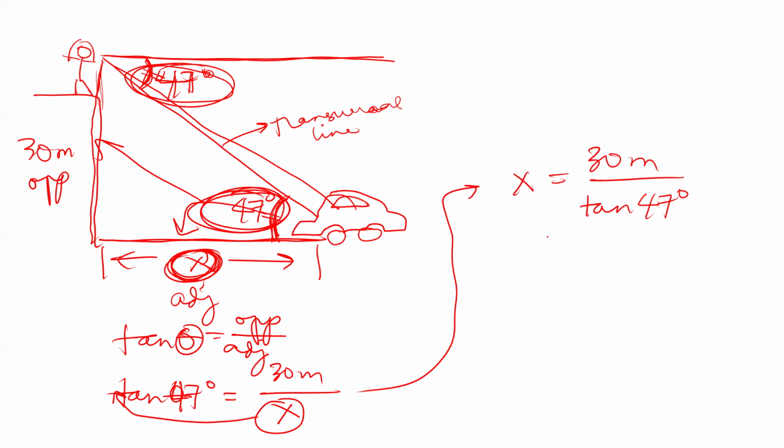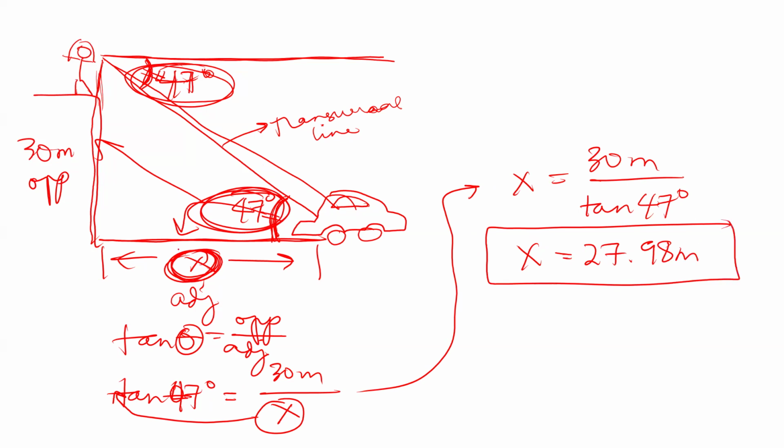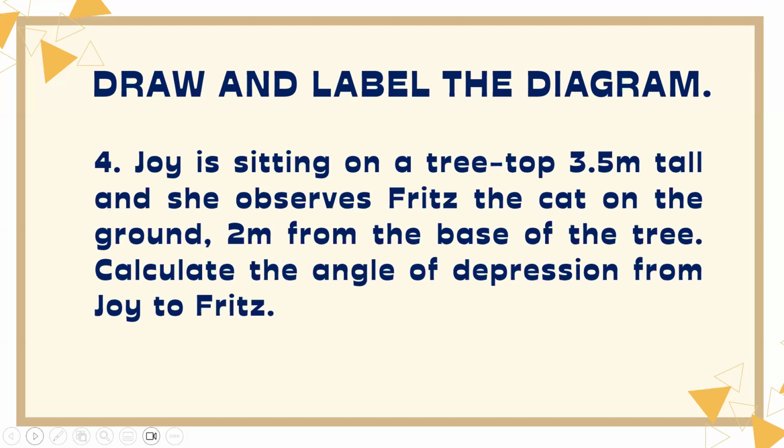Get your calculators, everyone. Solve for x. What's 30 meters over tan 47 degrees? Very good. x is 27.98 meters. So this is the distance between the cliff and the car. Okay? Very good. Did you all get it? Good job, everyone. Let's move to the next problem.